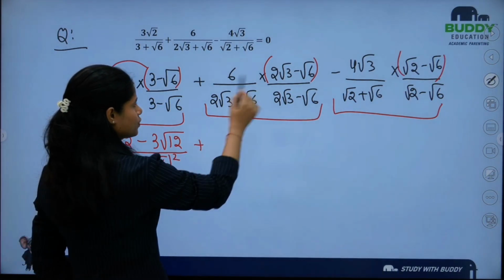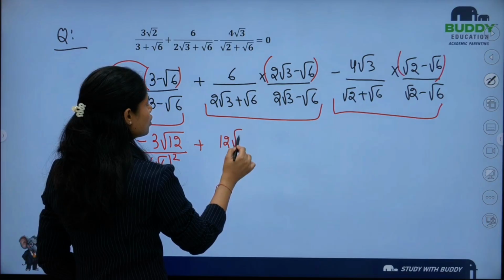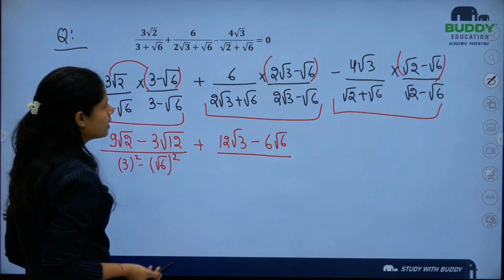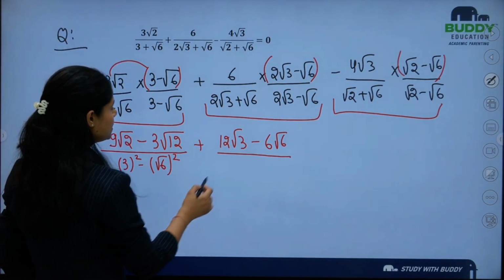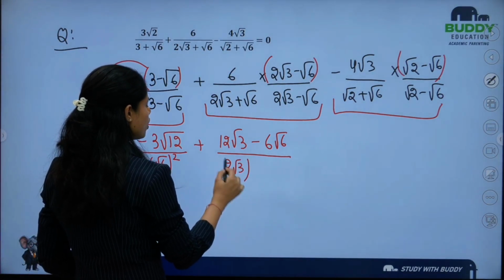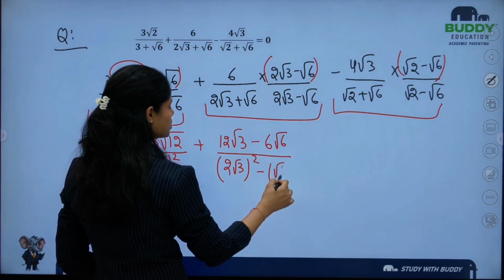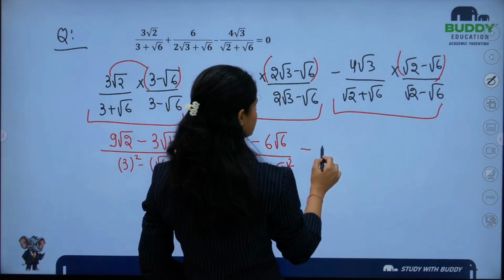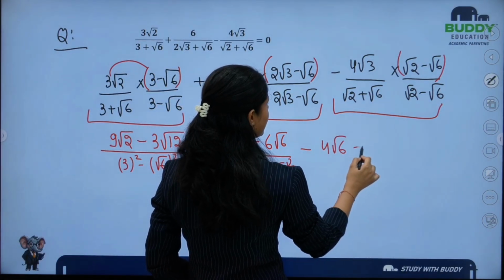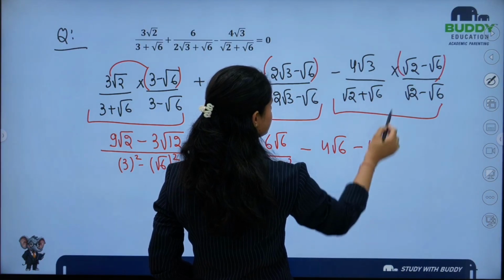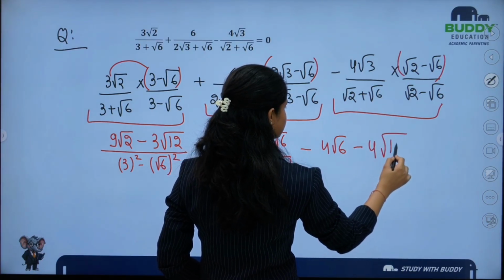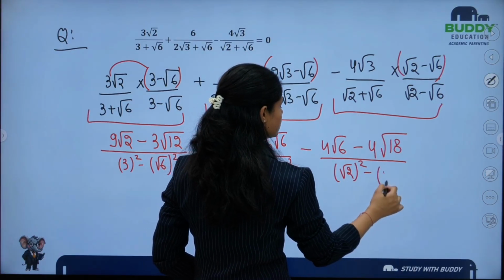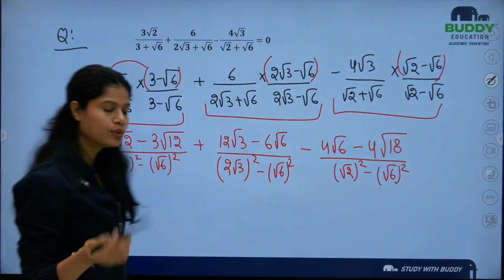All right, now let's move to this part. 6 2s are 12 root 3 minus 6 root 6, and this will be divided by how much? This will be divided by 2 root 3 whole square minus root 6 whole square. And then we are at the last part. So this will be 4 root 6 minus 4 into how much? 3 6s are 18. All right, and then this will be divided by root 2 square minus root 6 square. Now let's calculate it further.